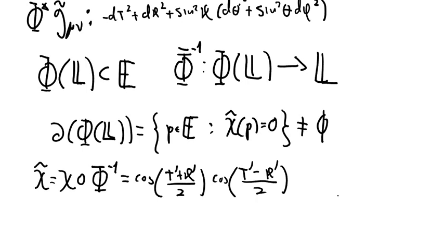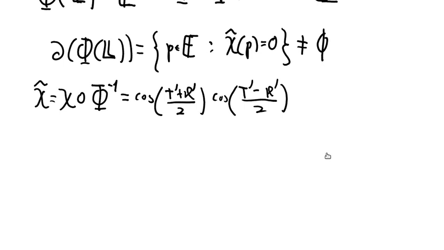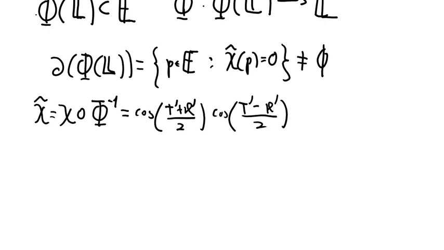Okay, and so we need to find the set of zeros of this chi tilde function. Now remember the type T prime and R prime live in Einstein's static universe, so this is going to be a subset of the Einstein's static universe. Since this expression only involves two coordinates, we can just restrict our study to the two dimensions spanned by the plane T and R.